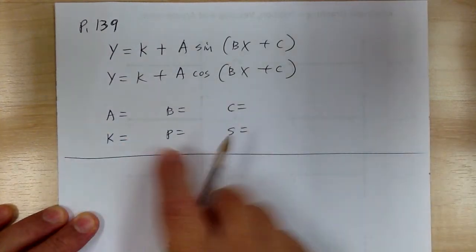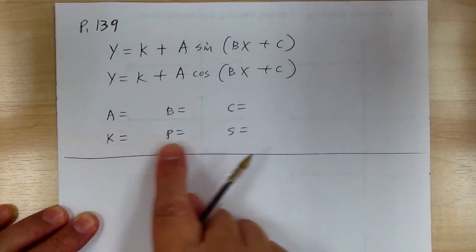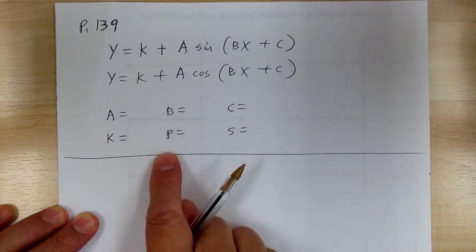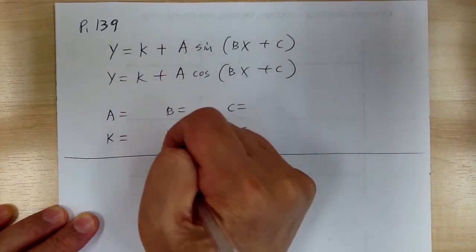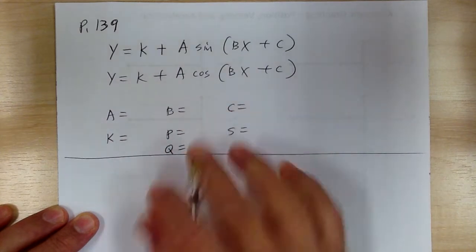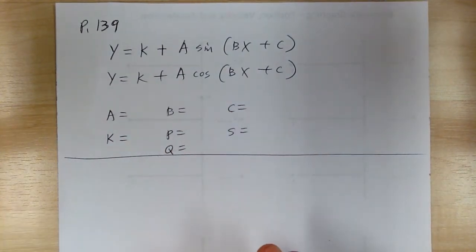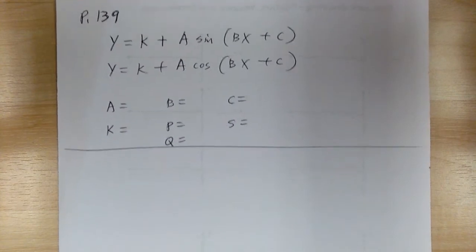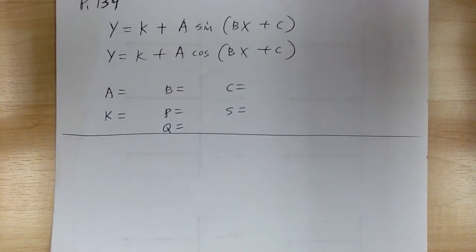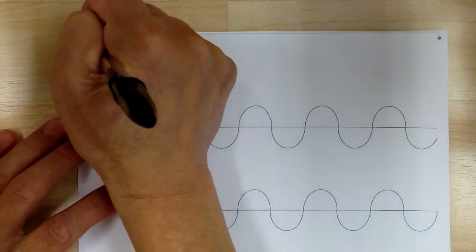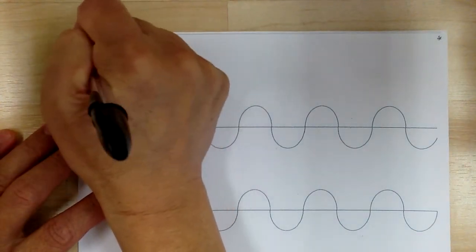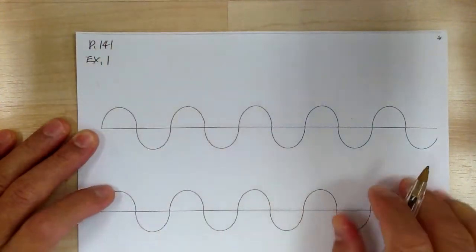For every problem, make sure you get your a, b, c, then you get your k, p, and s. After that, for sine and cosine, you need to get something called q. Again, we're going to cover each of these. Let's go over some examples of what to do with all these. So let's go to page 141, example 1.